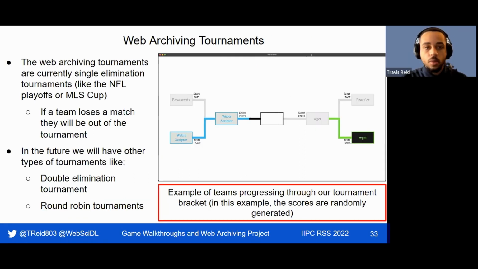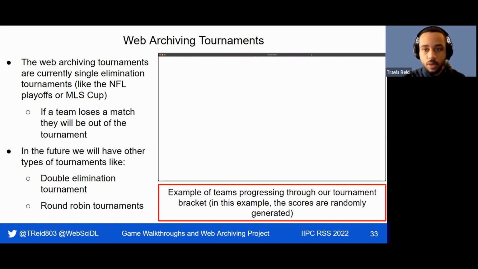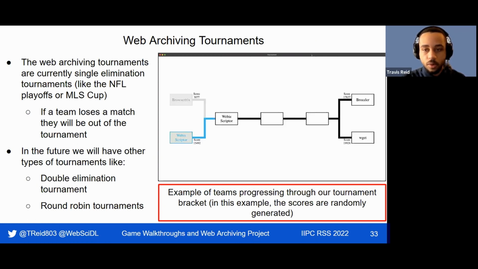Okay, and then we also have web archiving tournaments. We apply the concept of a tournament to the web archiving process by allowing 4 crawlers to compete in a tournament. The image on the right just shows how it looks when the teams are progressing through the tournament bracket. The scores that are computed here are just random scores, as an example.